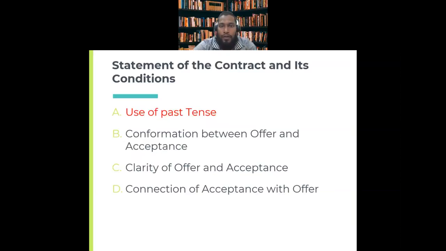In terms of the expression, the ijab and qabul, there are some conditions of the Sharia, like it should be past tense. It shouldn't be a future tense. If the future tense is used, it will turn into wa'ad or promise, but it will not be a contract. The scholars disagree on the present tense, but the present tense can be accepted by the majority of the scholars, but it cannot be a future tense. And then the confirmation between offer and acceptance. The acceptance should be on the same product or the same price as offered in the offer. So the offer and acceptance must link, or they must agree on the price of the product or on the type of the product.